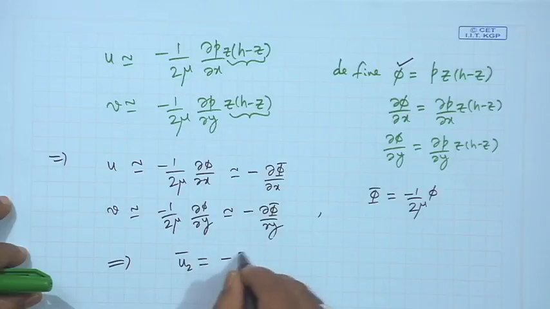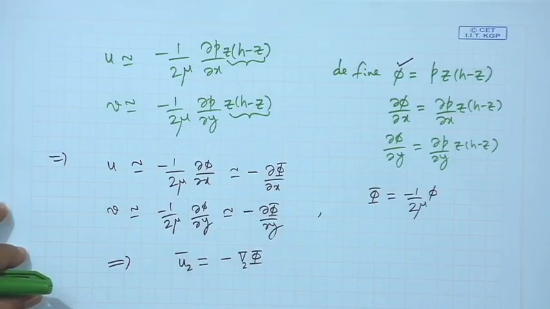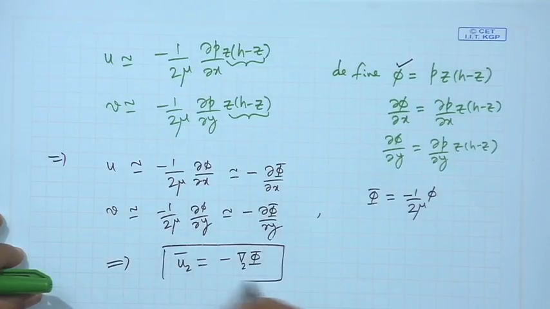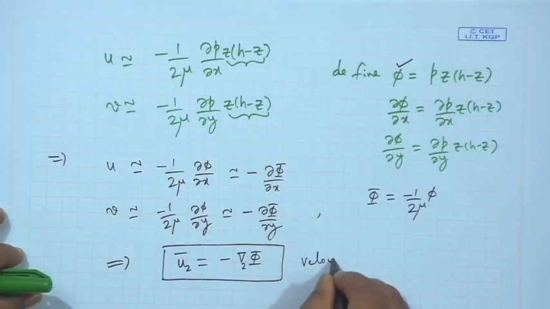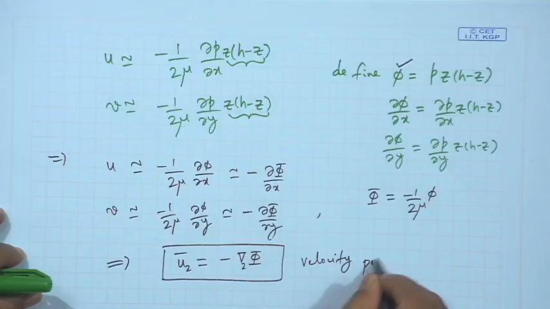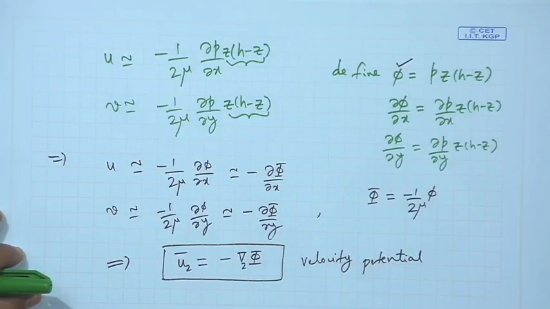This is the gradient of phi, which is again 2D. So, we got a velocity potential. What we got is that if you do the lubrication approximation, then the corresponding two dimensional velocity components can be expressed in terms of a velocity potential.